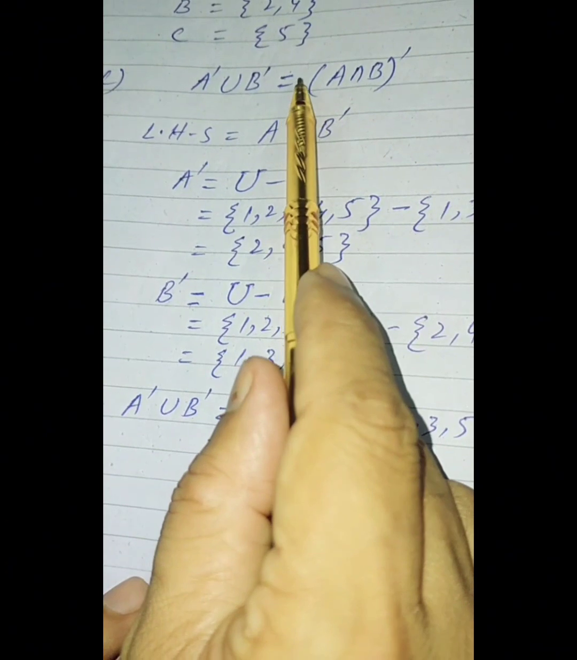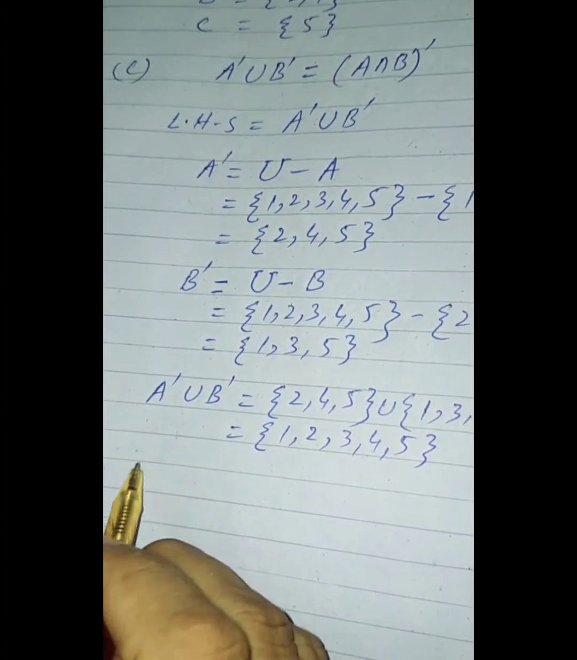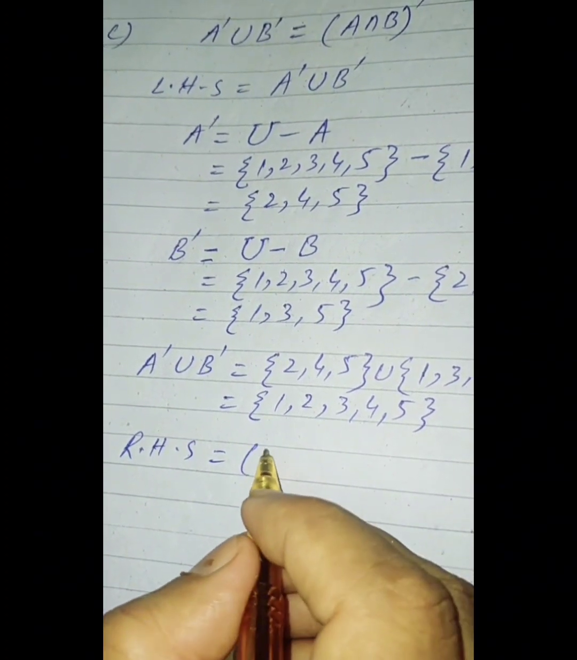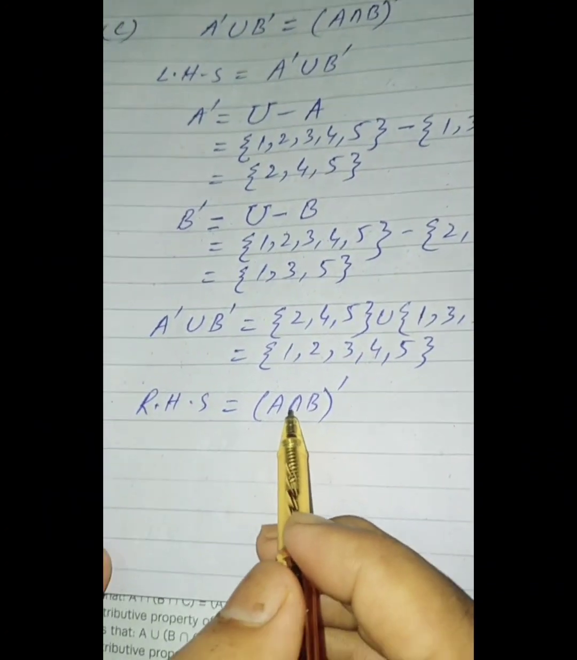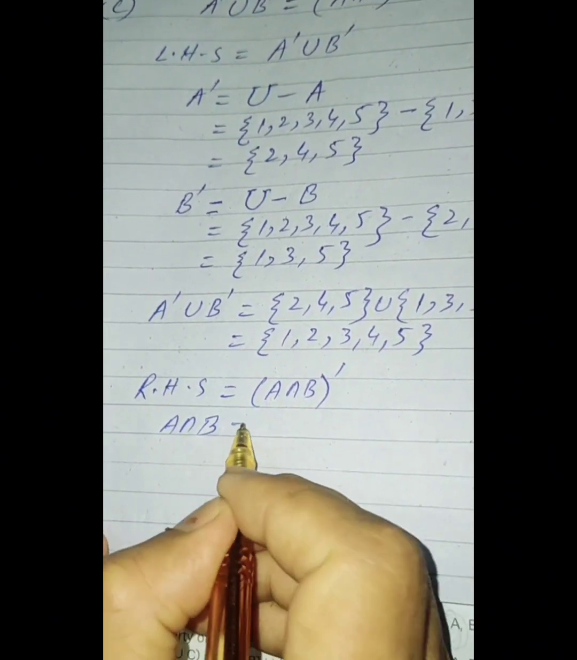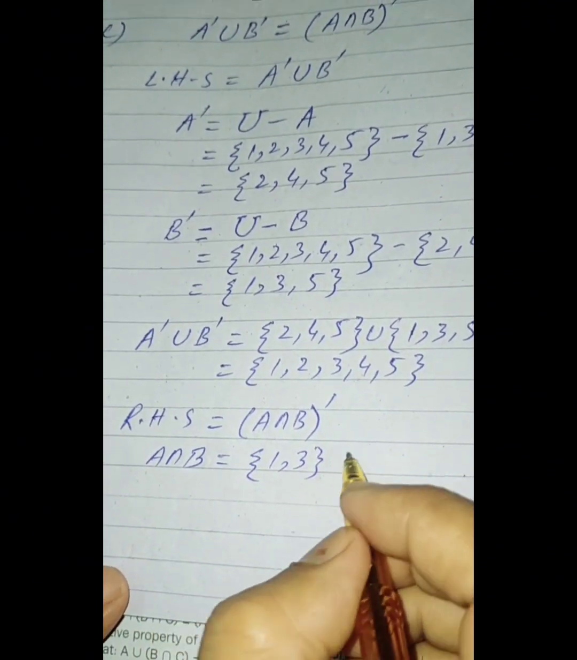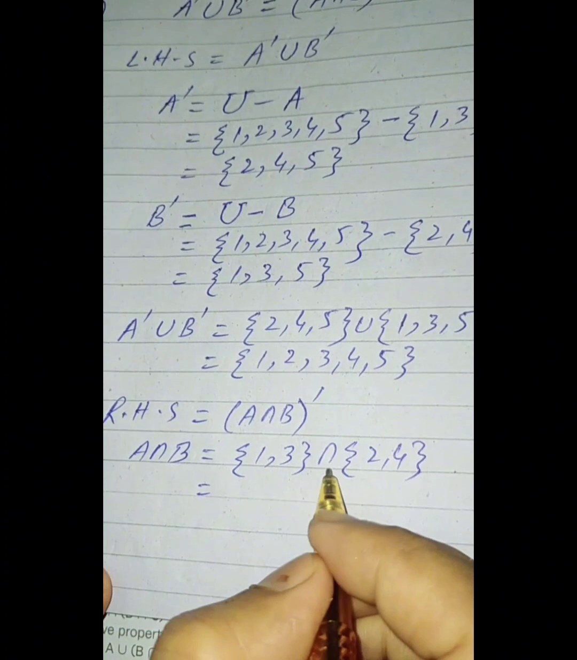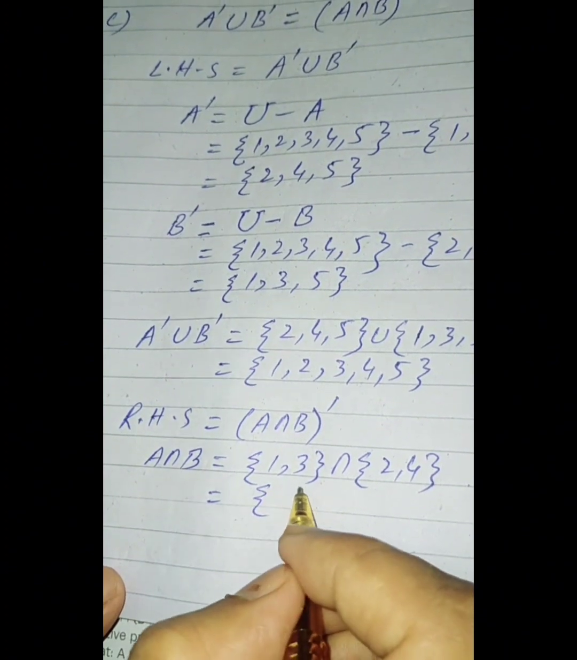Now the value which is at the right side of equality sign, that is A intersection B whole complement. Now we consider right hand side, and right hand side equals A intersection B whole complement. So within a bracket we have A intersection B. So first we need to find A intersection B. A is a set whose members are 1, 3 and B is a set whose members are 2, 4. These two sets are disjoint sets. They do not have any common member, so their intersection set will be an empty set.